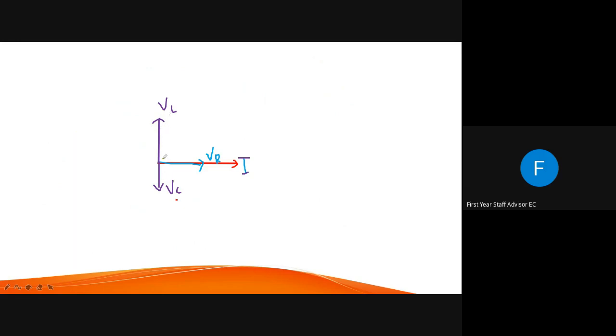VL is greater than VC. Now because it is opposite to each other, I can draw a new line where this line is actually VL minus VC. Because both are opposite, okay? This VL and VC are opposite to each other. So the resultant will be what? VL minus VC.